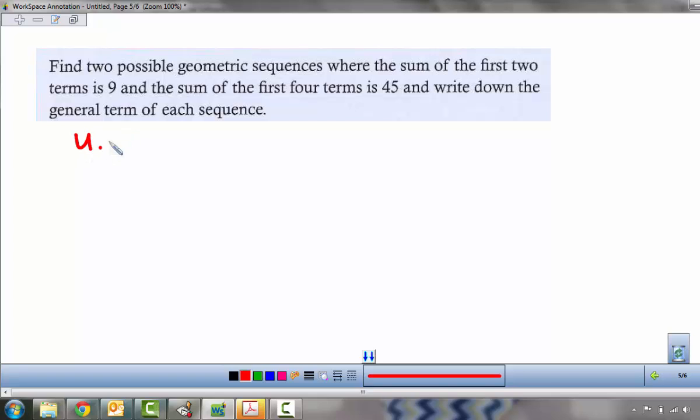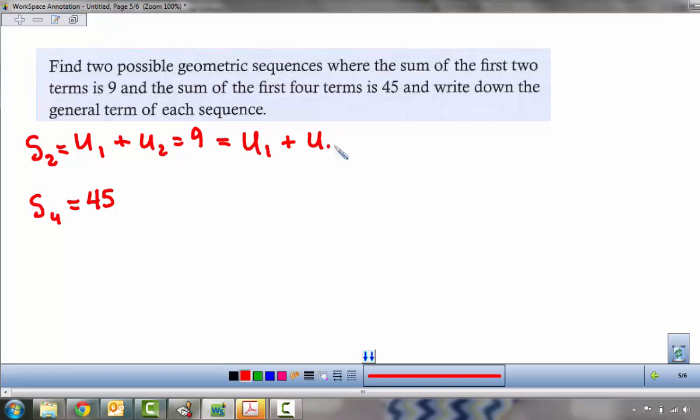All right, so u1 plus u2 is 9. That's S2. And S4 is 45. Now, I wrote S2 as u1 plus u2 because we could write that as u1 plus u1 times r. And we could take that and solve for u1. Rearranging this by factoring u1 out and then dividing by 1 plus r, we get the first term to be equivalent to 9 divided by 1 plus r.